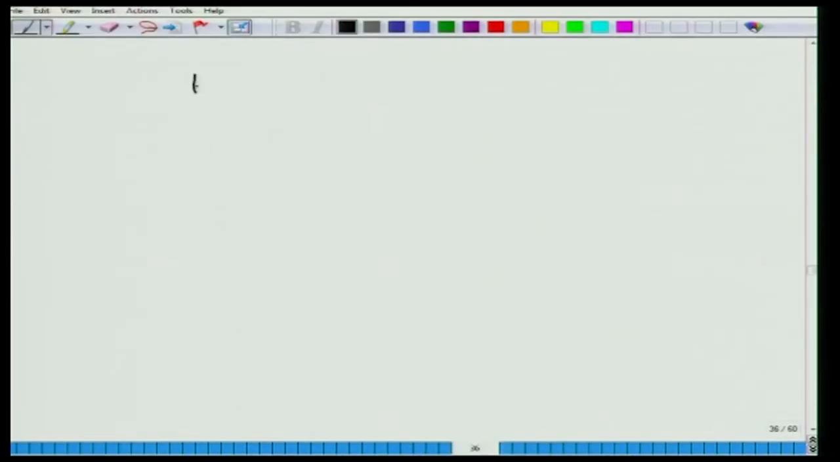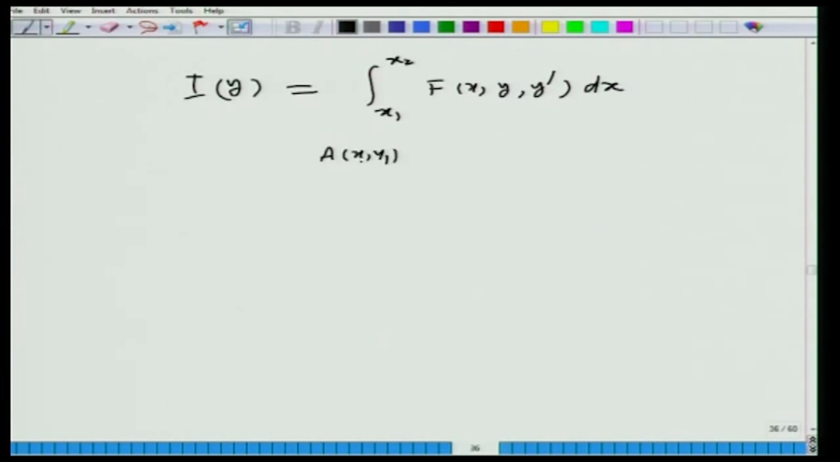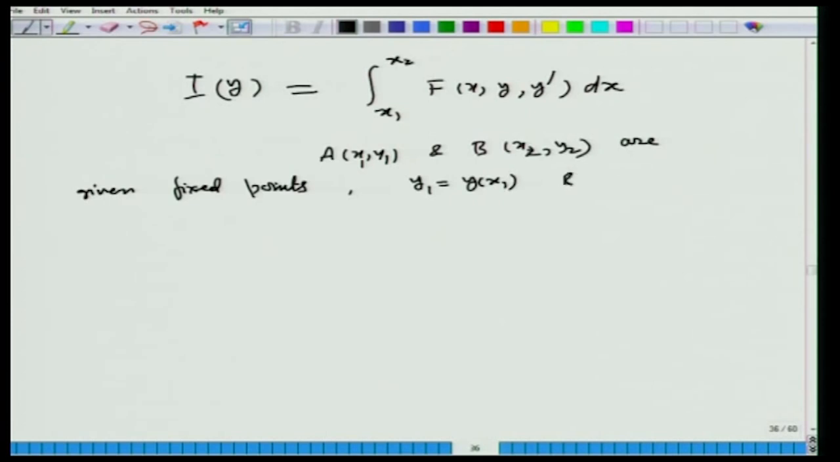Recall that we have the functional I of y equal to the integral from x 1 to x 2 of f of x, y, y prime dx, where the boundary points A (x 1, y 1) and B (x 2, y 2) are given fixed points. Here y 1 equal to y at x 1 and y 2 equal to y at x 2.